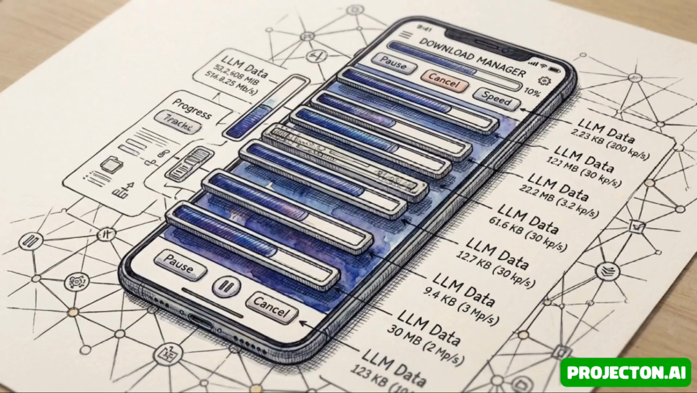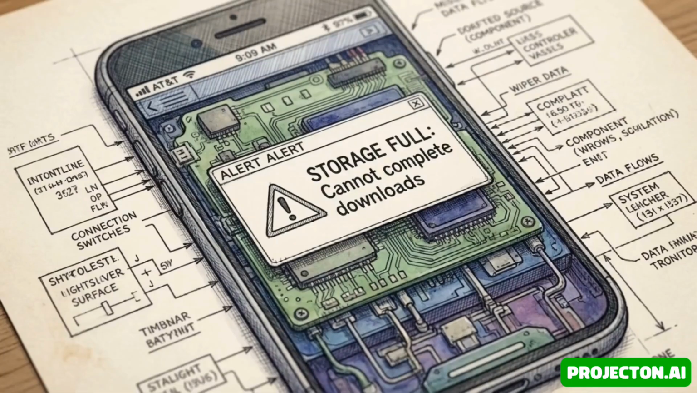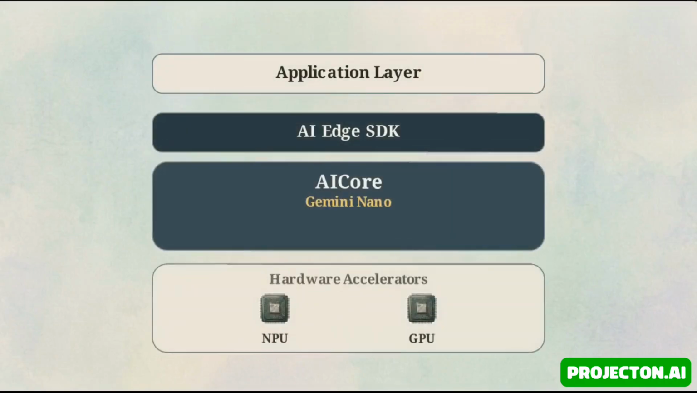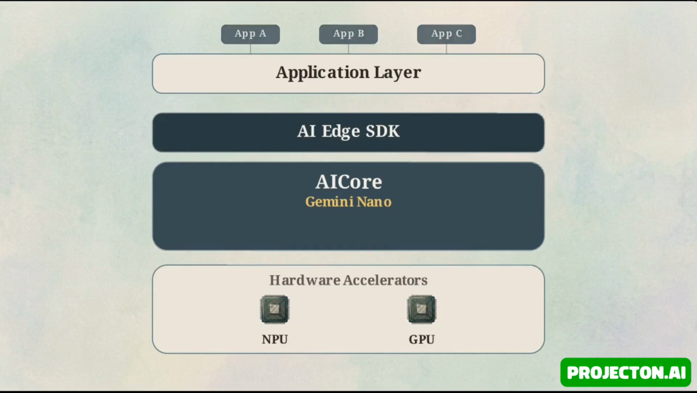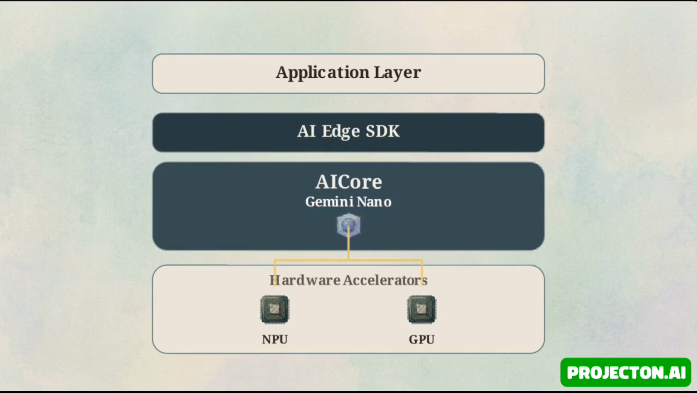If 10 different applications each download their own large language model, the redundant files would quickly overwhelm the device's storage and memory capacity. Android centralizes inference, deploying Gemini Nano as a system service through AI Core, creating a shared resource for every app. AI Core acts as the broker, managing interactions between the application and the model, routing compute loads directly to hardware accelerators, including the NPU and GPU.